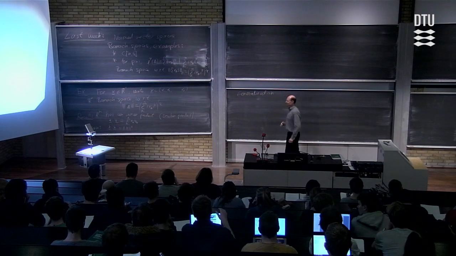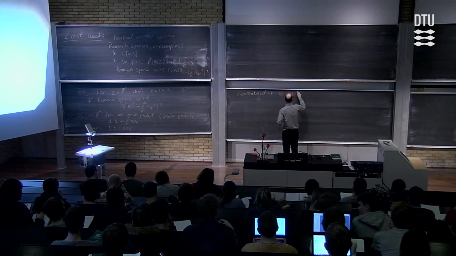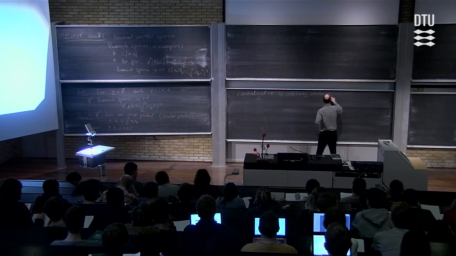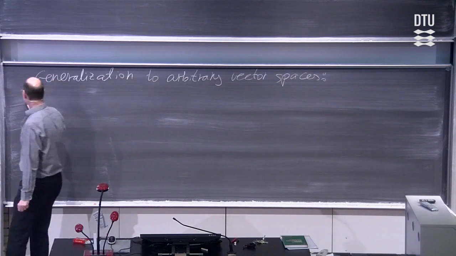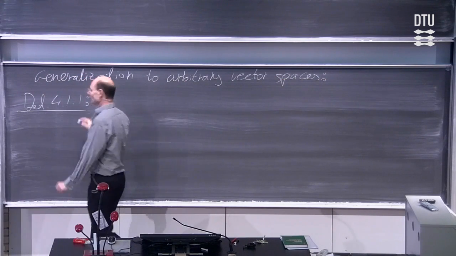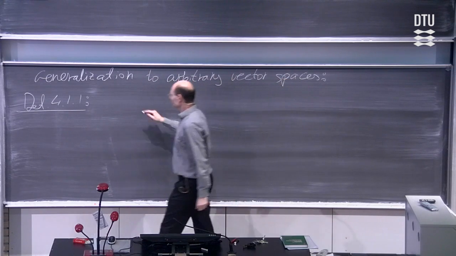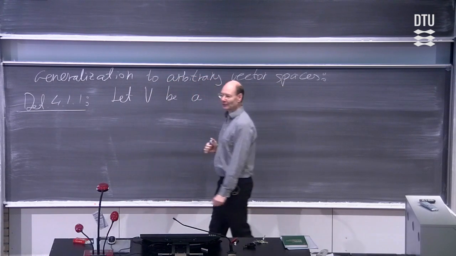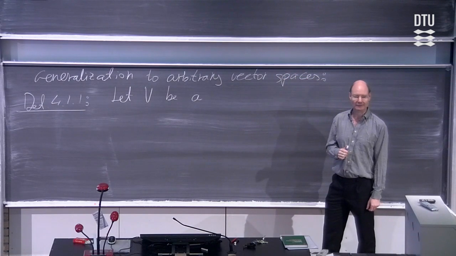So we'll make a generalization to arbitrary vector spaces. Let me define the concept for you. So the starting point is to choose any vector space. I would like to put an extra word here. I would like to say that it should be a complex vector space.